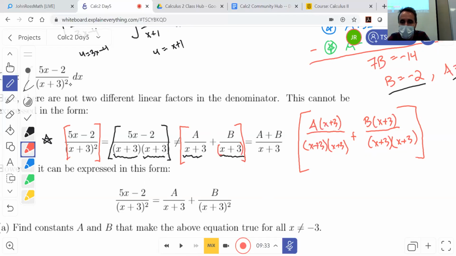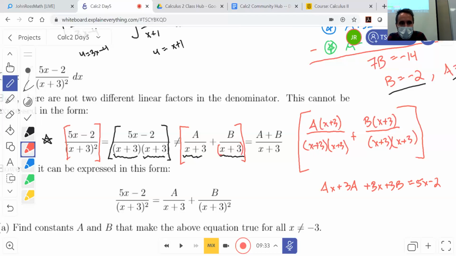The trouble is that if we take a look at our numerator, we end up getting a system of equations that doesn't work. If we just follow our nose, we end up getting that our numerator is Ax plus 3A plus Bx plus 3B equals 5x minus 2. And this just won't work.